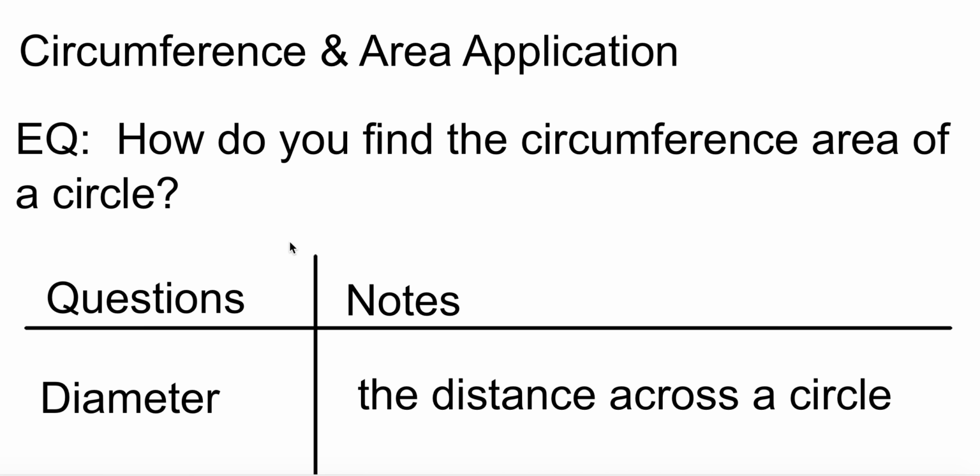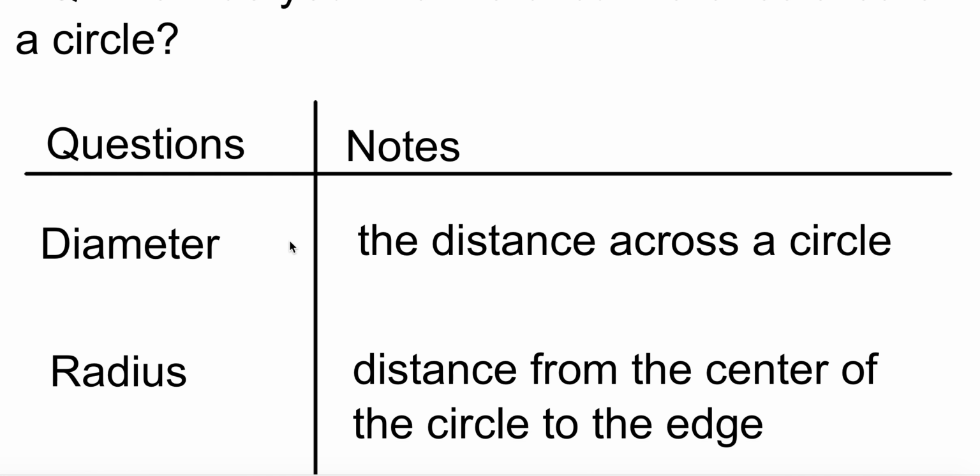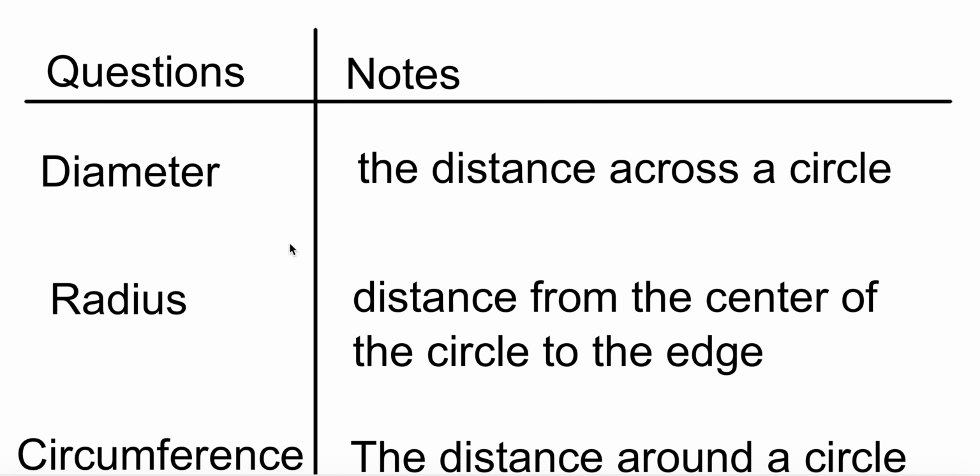A few of the pieces of information that we need to know and remember, first of all, is what is the diameter? We need to know that the diameter is the distance across the circle. A key piece that we do need to add to this is the distance across a circle going through the center point. There are lines that go across a circle that are not the diameter. The key is the diameter needs to go through the center.